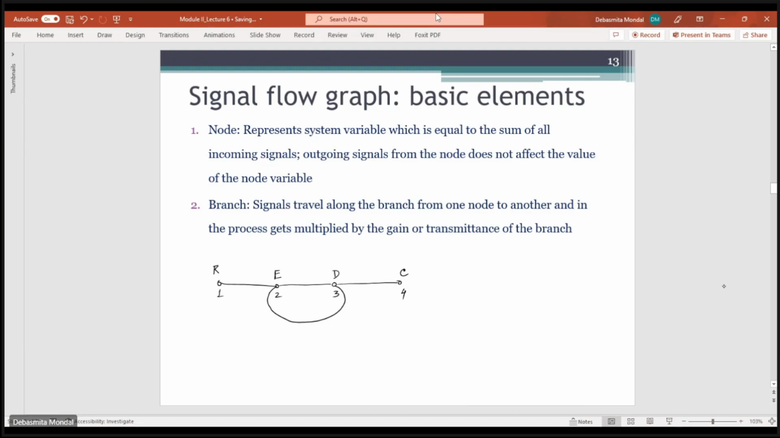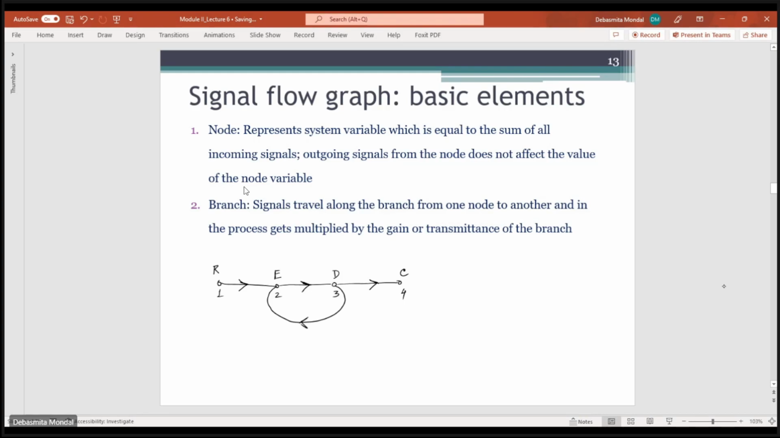A branch is how the signal travels from one node to another node, and while traveling, the signal gets multiplied by the gain or transmittance of the branch. All the branches are associated with an arrow, and that arrow determines the direction of flow of the signal. Each branch is represented by its corresponding gain.